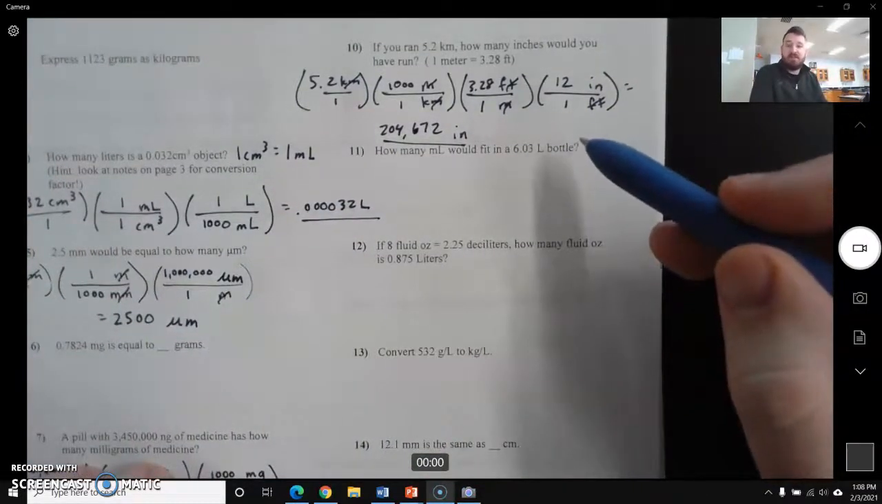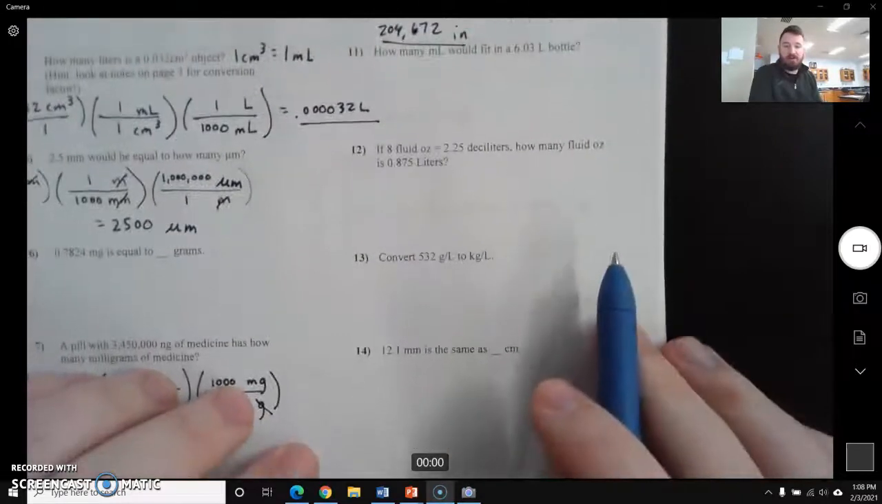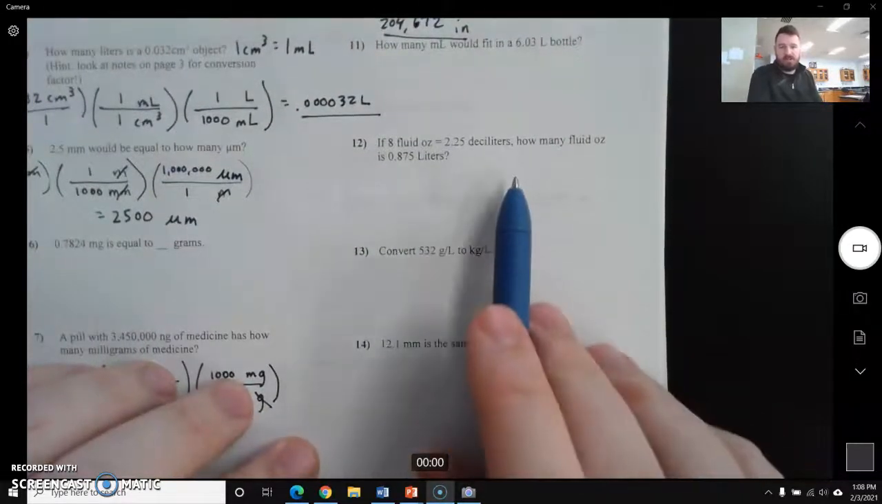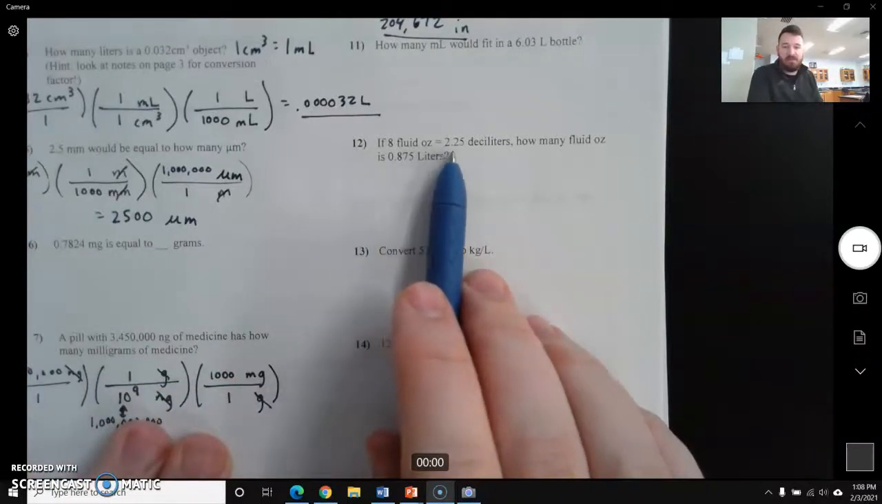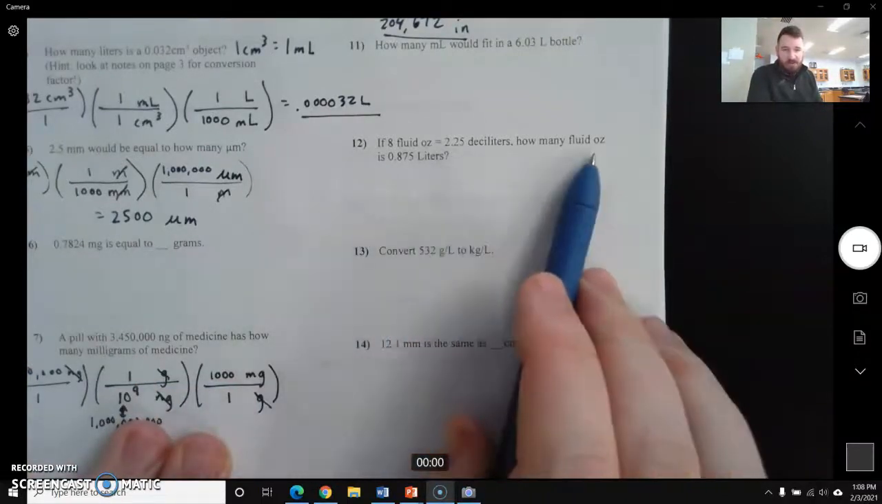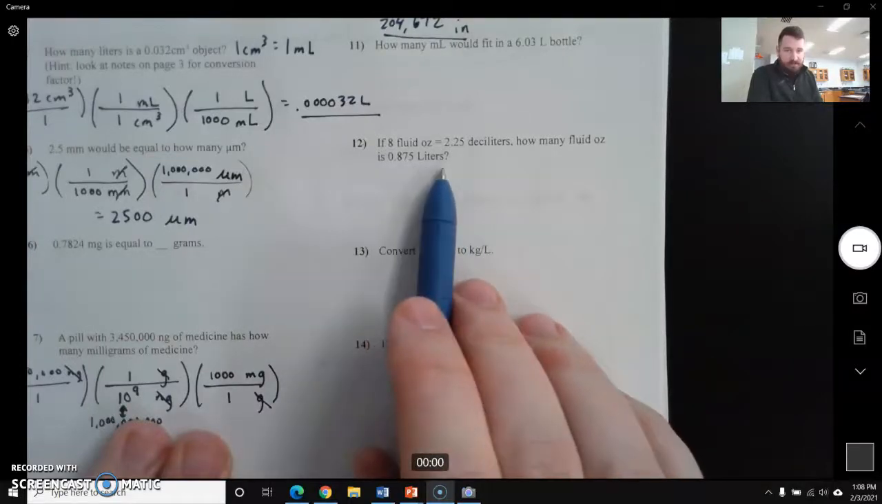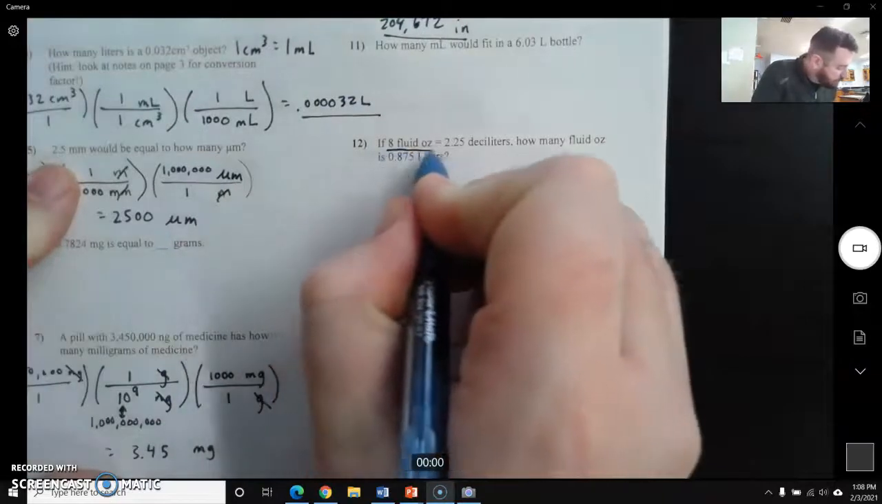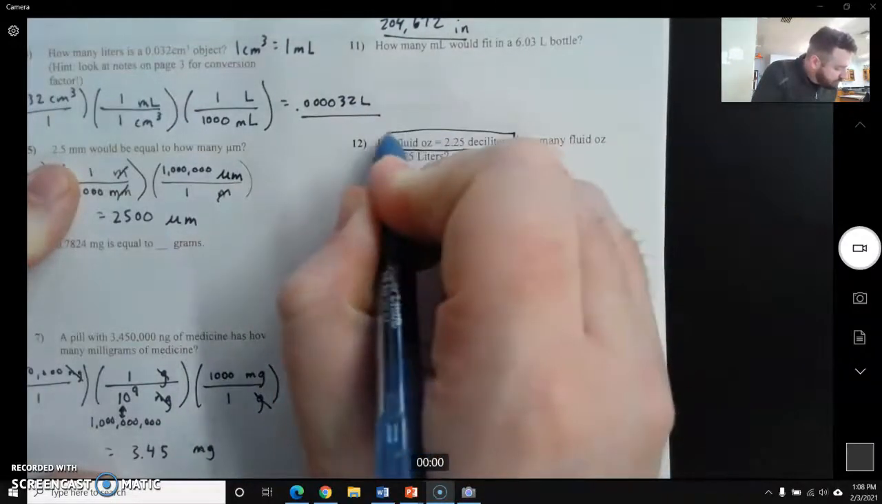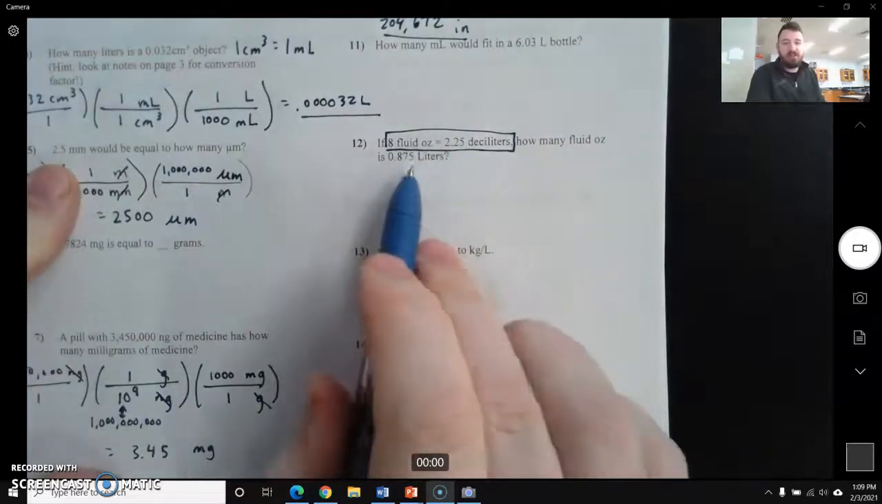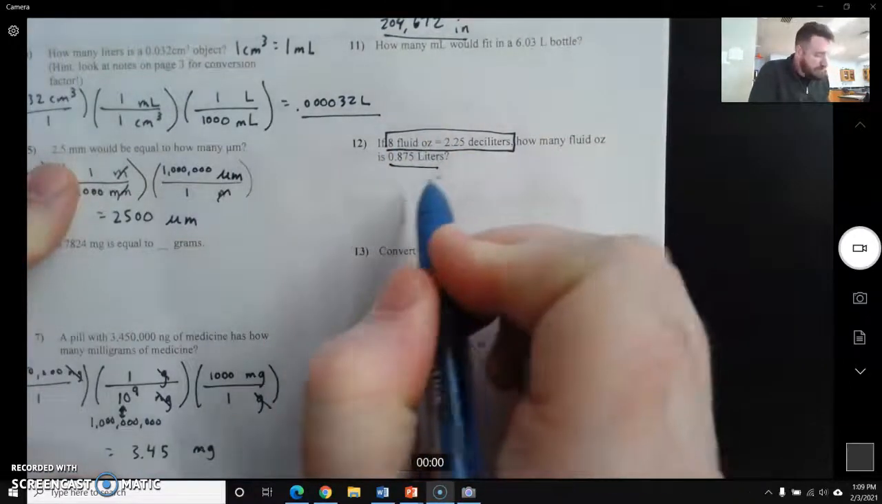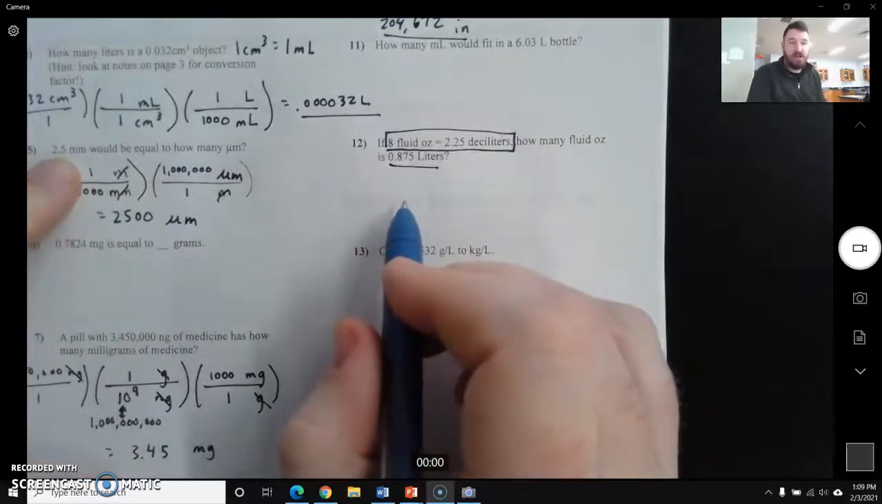And then lastly, moving on to number 12. I guess we'll take a look at 13 in a second. Moving on to number 12. If 8 fluid ounces equals 2.25 deciliters, how many fluid ounces would 0.875 liters be? So this first part, right, this is an equivalency or a ratio. So we're going to use that later to convert. Our 0.875 liters is my given information.